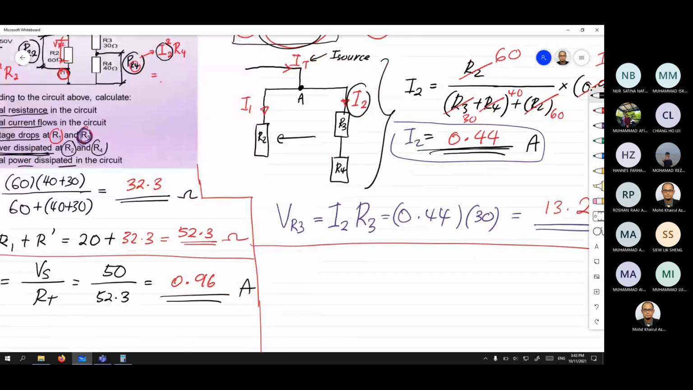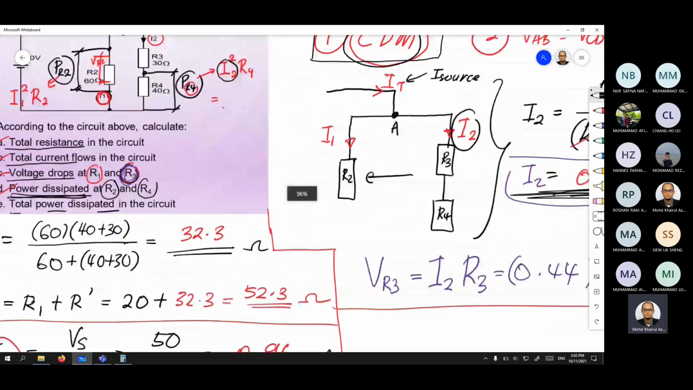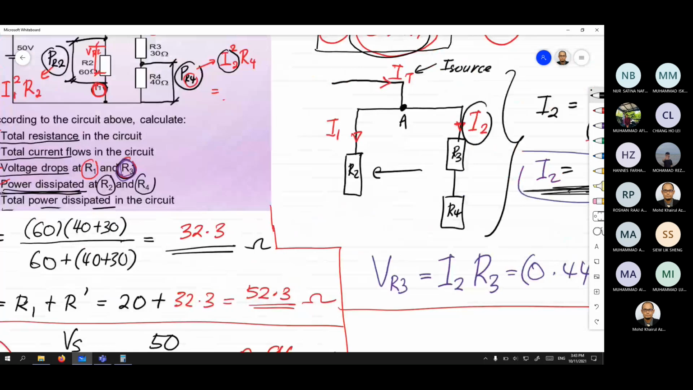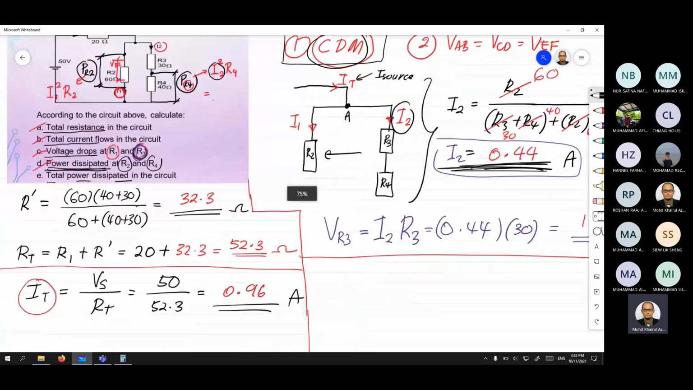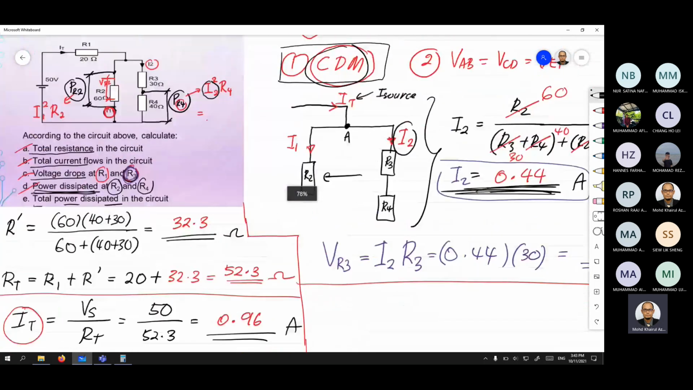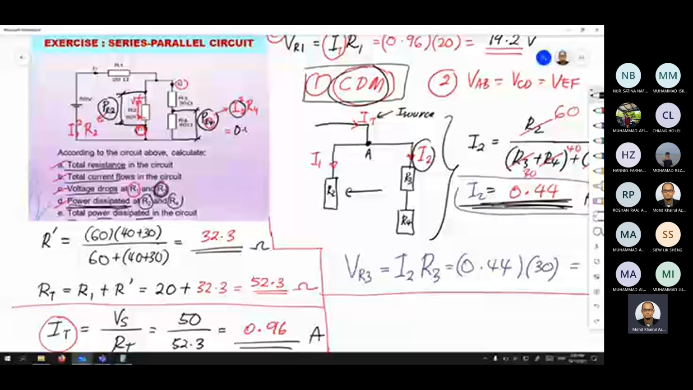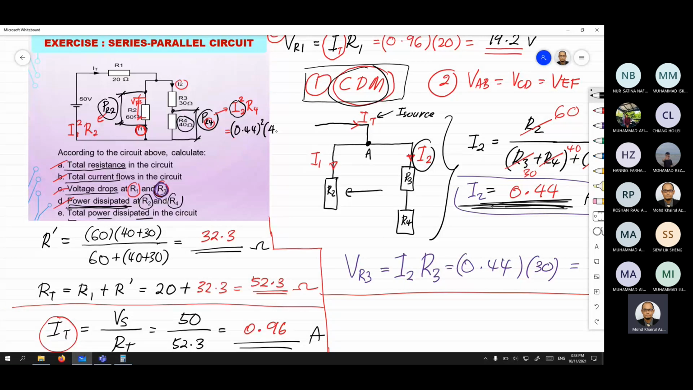Here. So, kita boleh cari teruslah. Alamak, berapa I2 tadi ya? 0.44. 0.44 squared times R4, which is 40. Then you dapatlah. Tolong kira PR4 dulu. Kebetulan dah ada tahu nilai dia. Cari R4 teruslah. PR4. Berapa watt?